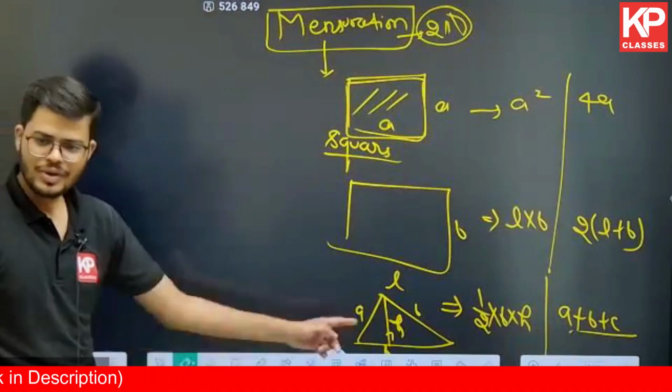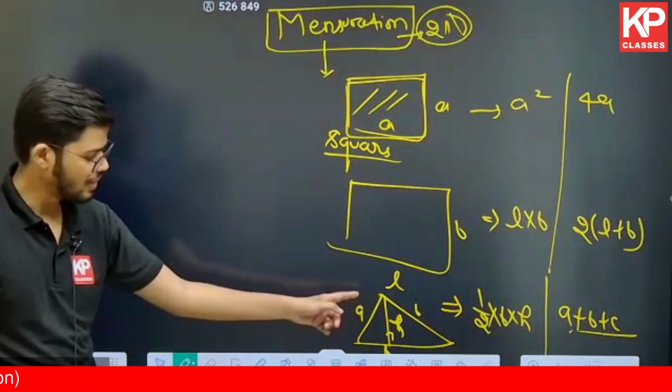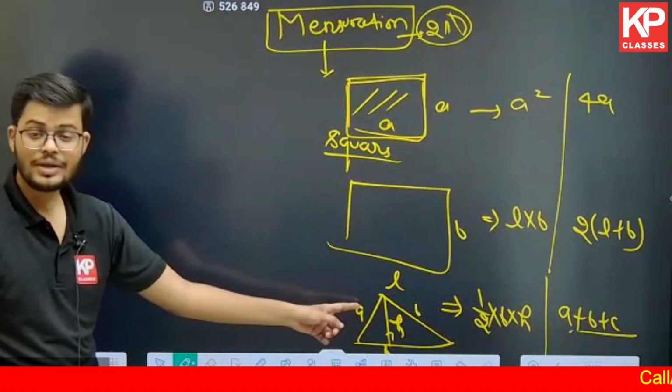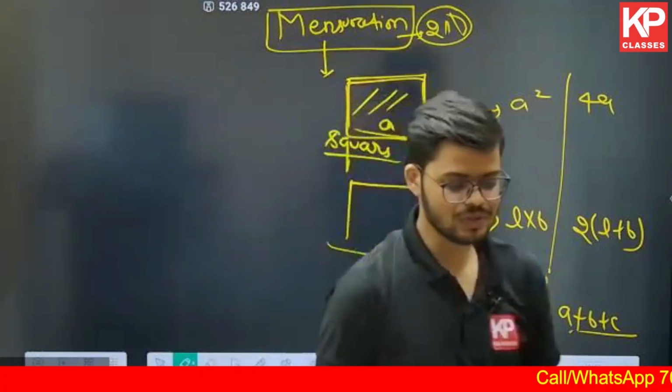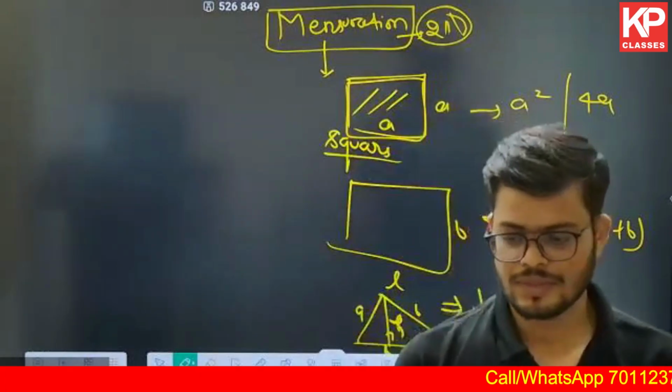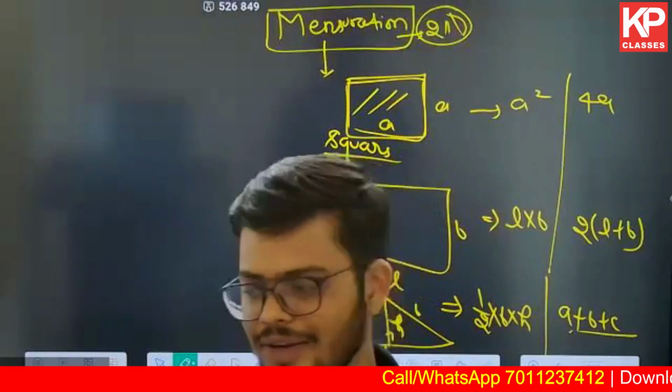Right? Now, can you guys tell me what can be the other formula for the perimeter of triangle? Not perimeter, for the area of triangle. What are the other formulas? Are you guys aware of Heron's formula? Are you guys aware of the formula that we use, like using theta, sine theta?